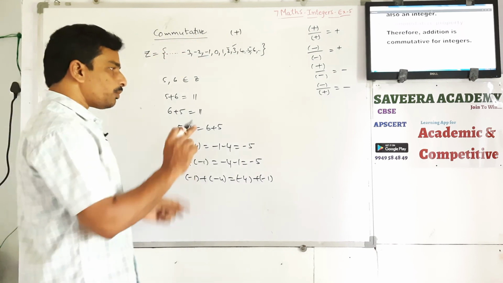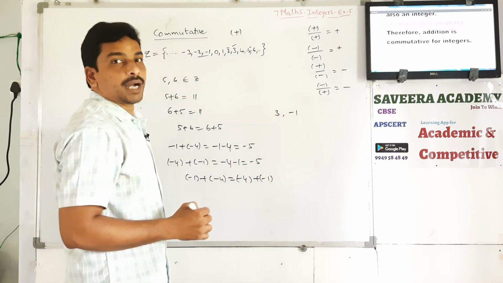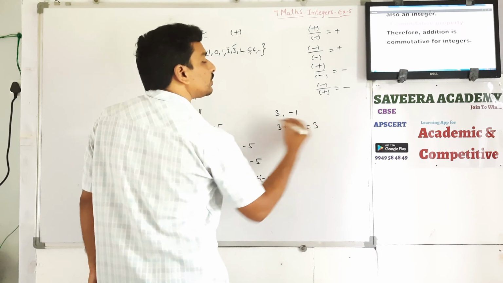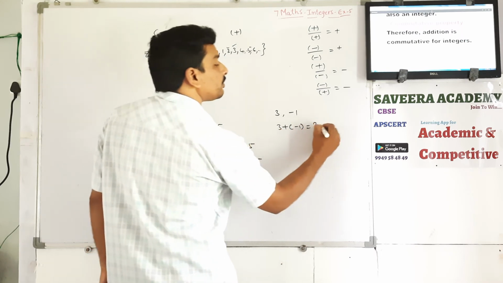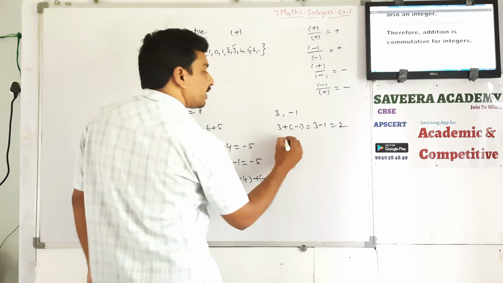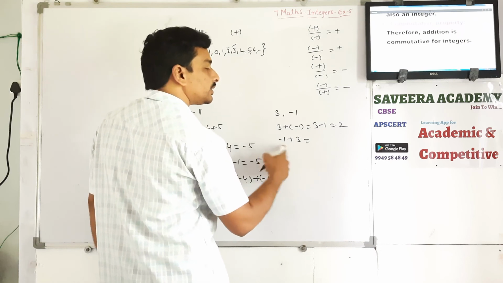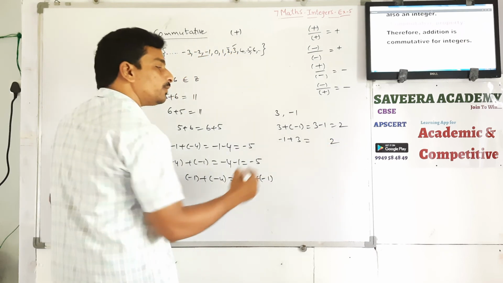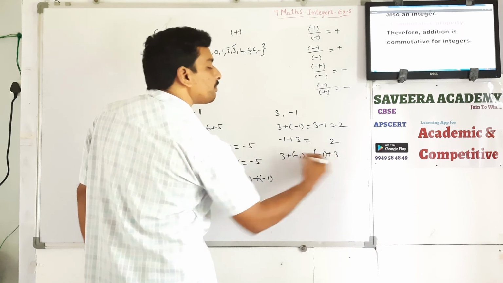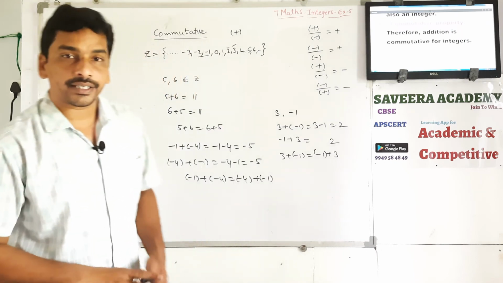Suppose you take one positive and one negative integer, say 3 comma minus 1. First of all, let us see 3 plus minus 1. This is equal to 3 plus into minus, minus 1. You will get 2. Next, reverse the order: minus 1 plus 3. This means 3 minus 1, which is also 2. Therefore, 3 plus minus 1 is equal to minus 1 plus 3. Even though we changed the order, we got the same answer.